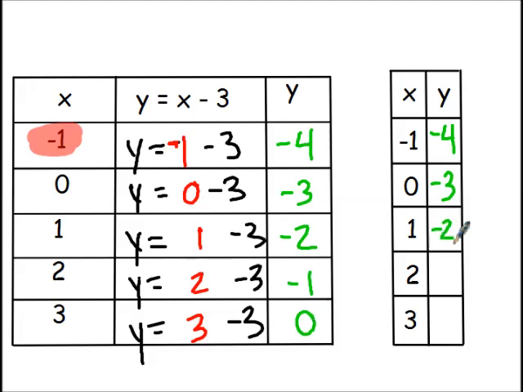So now we have a set of coordinates. When x is -1, y will be -4. When x is 0, y is -3. When x is 1, y is -2. When x is 2, y is -1. And finally, when x is 3, y is 0. Now with these ordered pairs, or these sets of points, we can go ahead and graph the equation y equals x minus 3.